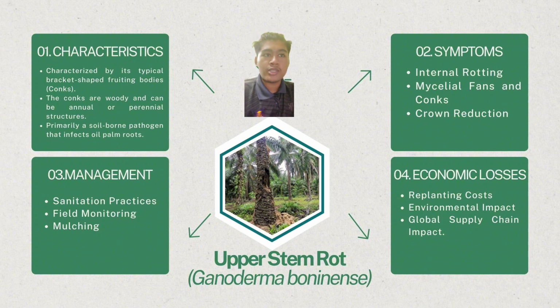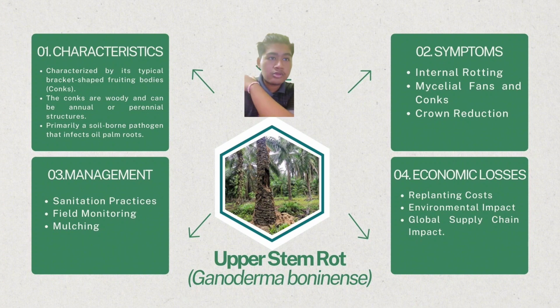The next symptom is that we can see the formation of mycelial fans and conks. In the advanced stage, the pathogen may produce the mycelial fans or conks, also known as the fruiting bodies, on the external surface of the stem. These structures are often observed as a white to light brown fungal growth, indicating the presence of the Ganoderma fungus.